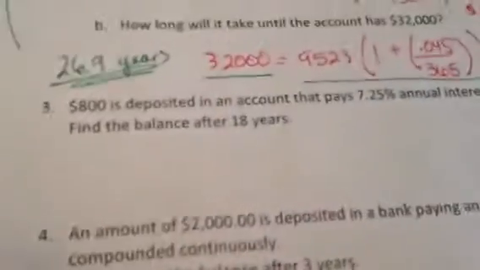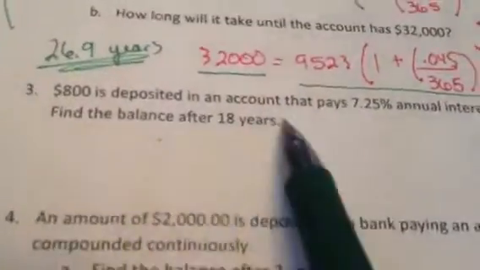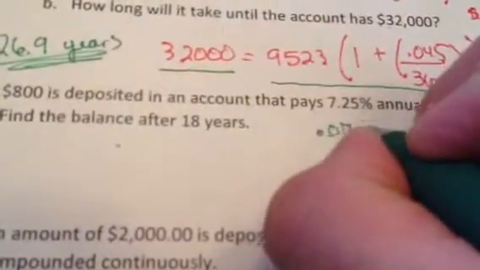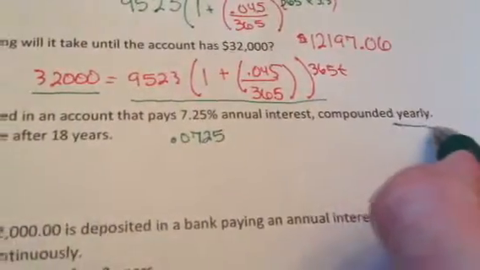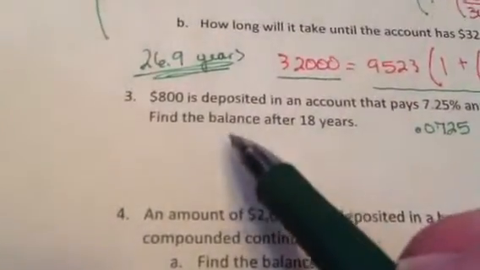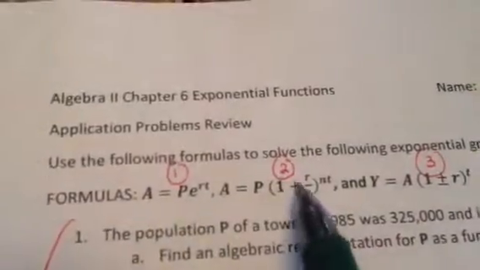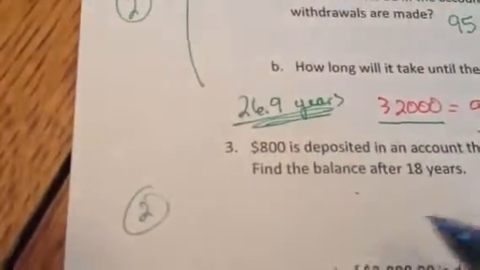All right, next problem. So $800 is deposited into an account that pays 7.25%. Again, I want the decimal, so I'll go ahead and write that. Compounded yearly. So find the balance after 18 years. So compounded yearly means I'm going to use one of the first two, and I'll be using the second one. So on the second one, yearly means that n is going to be 1.